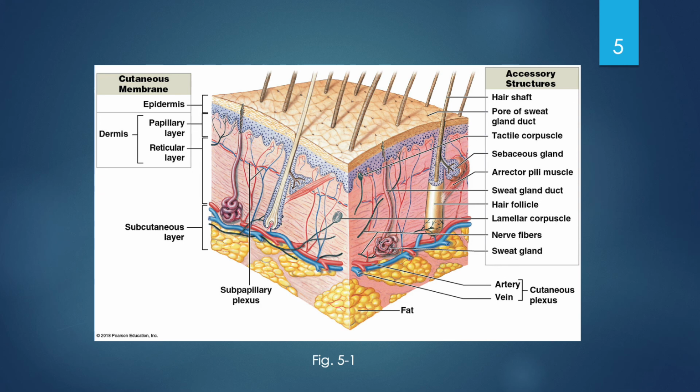Beneath that, we have the erector pili muscle, and the erector pili muscle is important because what it does is it stands up the hair. So whenever you're cold and the hair on your arm stands up, you can thank your erector pili muscles for doing it for you. We also have sweat gland ducts that you can see, and those are coming up through the pores of the sweat gland ducts. There are nerve fibers further down below, and again, sweat glands. When you get a little bit further down into the subcutaneous tissue, again, you can see that we have arteries and veins in the cutaneous plexus as well.